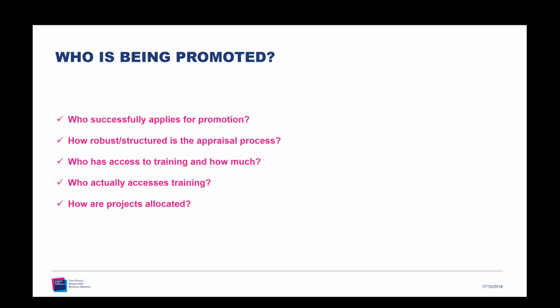Does it fit in with flexible working that you may have? Is that why people aren't accessing it? So think about, are there ways to make training more accessible? Can it be broken down? Can it be done in-house?